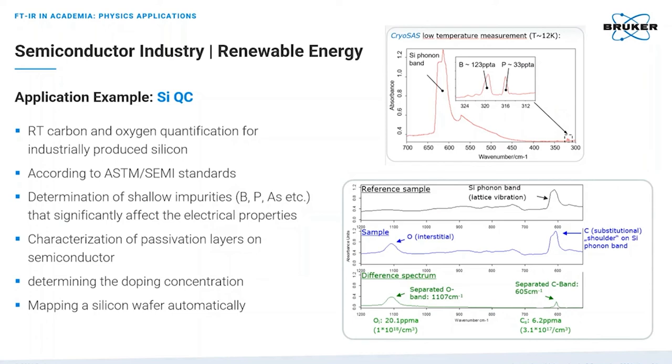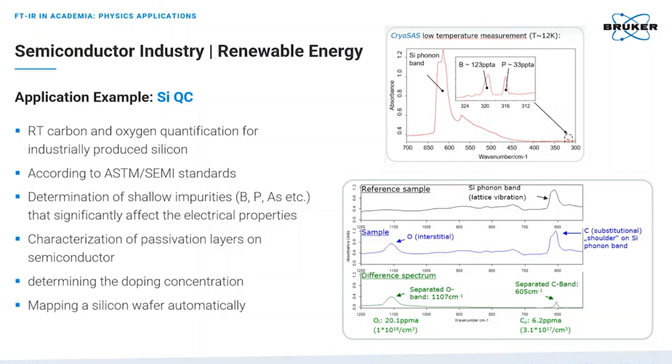maximize efficiency. Since elemental impurities and disruptions of the crystal lattice have profound impact on the optical and electrical properties of silicon, FTIR analysis of carbon and oxygen in silicon is fast, sensitive, distraction-free, and therefore a widely accepted method of silicon quality control. The example data at the bottom right show the reference, sample, and difference spectrum of a room temperature carbon and oxygen quantification measurement.